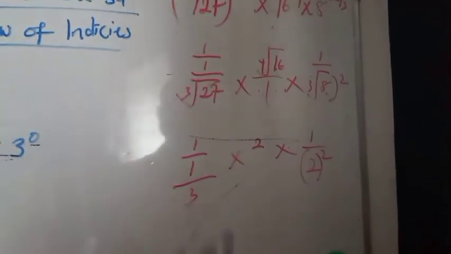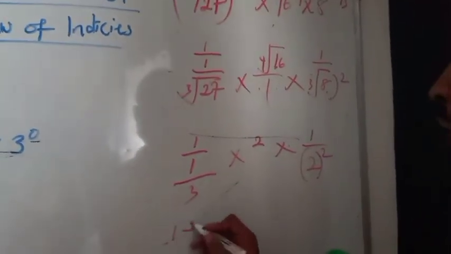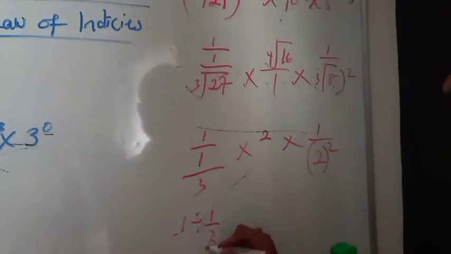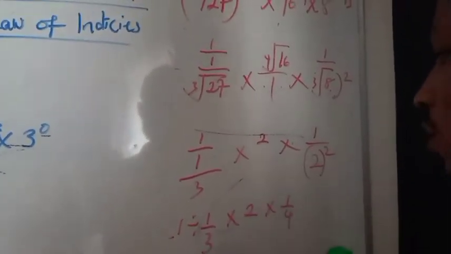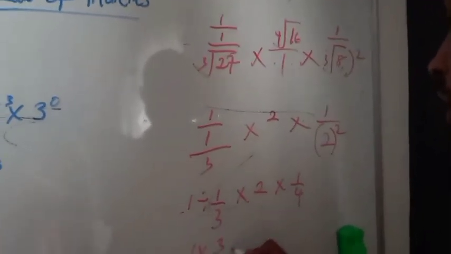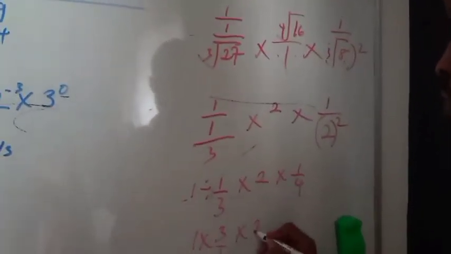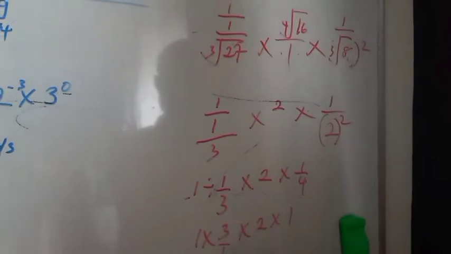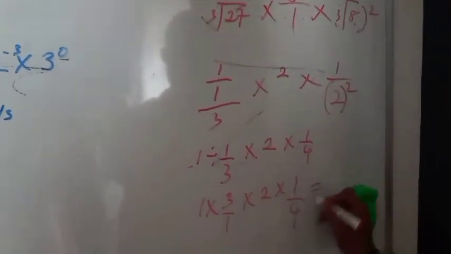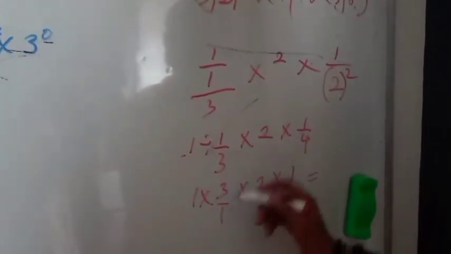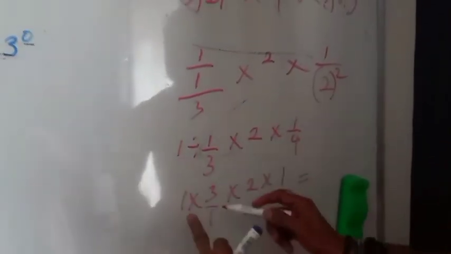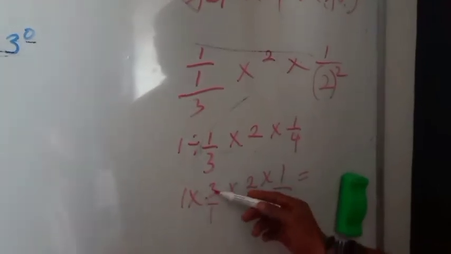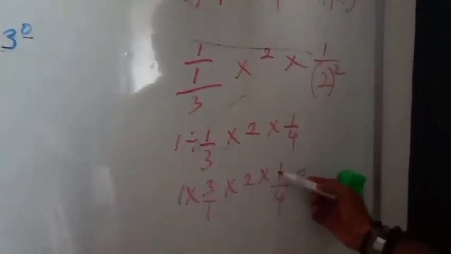Now what is this? 1 divided by what? 1 over 3 times 2 times 1 over 4. So 1 times 3 over 1 times 2 times 1 over 4 equals 3. I express this fraction like this. So 1 times 3 is 3, times 2 is 6, times 1 is 6.